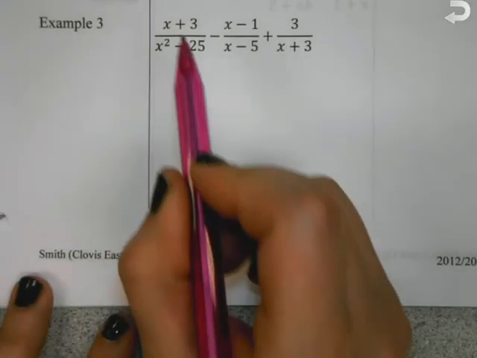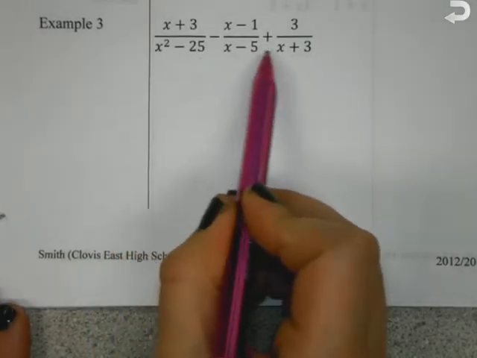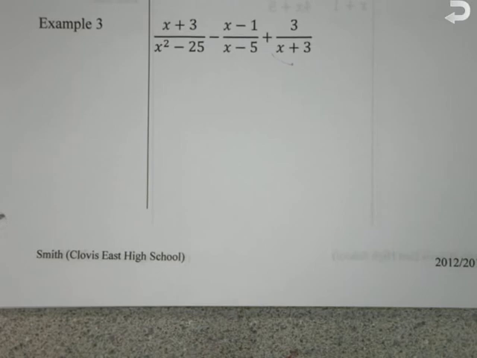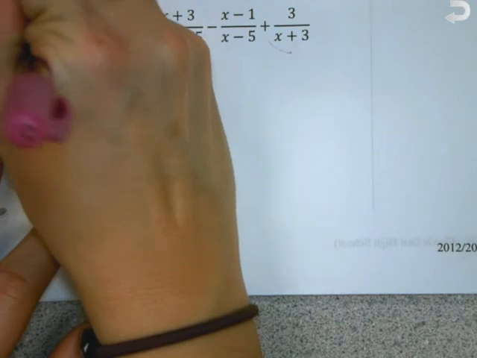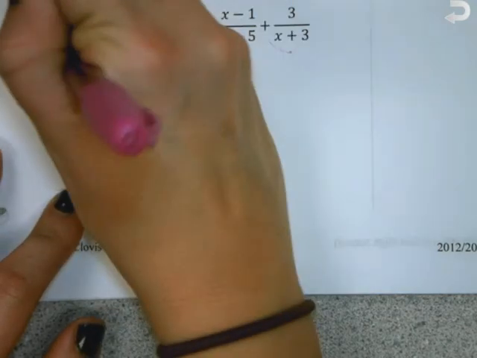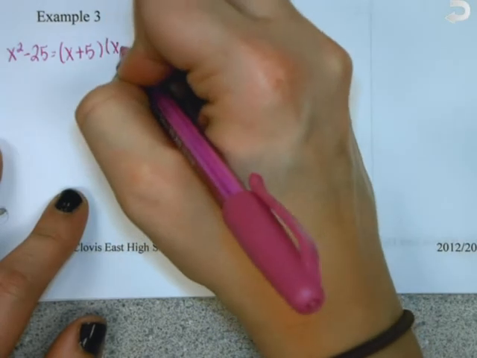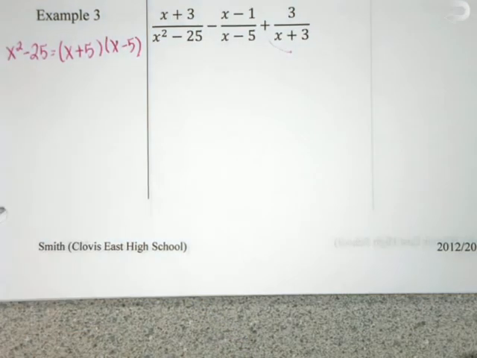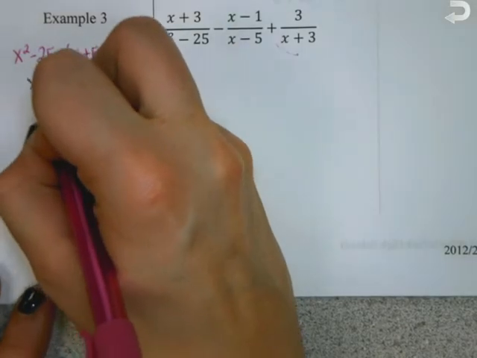Alright guys, so we need to find a common denominator, but this time we have to worry about 3 different denominators. So the very first thing I need to do is make sure everything is factored all of the way. x squared minus 25. Yep, that's a difference of 2 squares. So that's going to be x plus 5 times x minus 5. x minus 5 is x minus 5, but I would put it in parentheses so that you remember to keep it together.